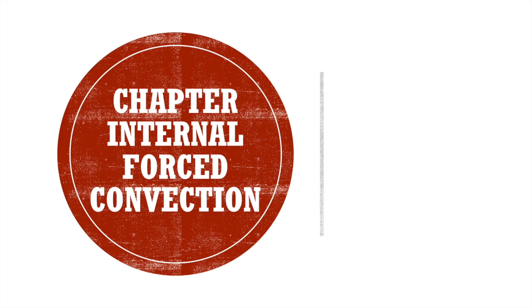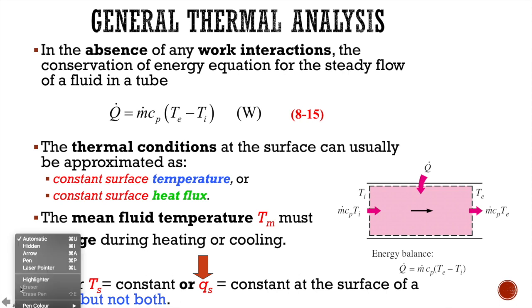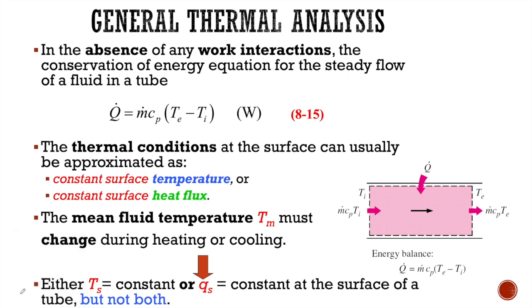Forced convection. In this video, you will be taught general thermal analysis for internal forced convection. So in the absence of any work interactions, the conservation of energy equation for the steady flow of a fluid in a tube can be expressed as Q dot equals m dot Cp (T exit minus T inlet).